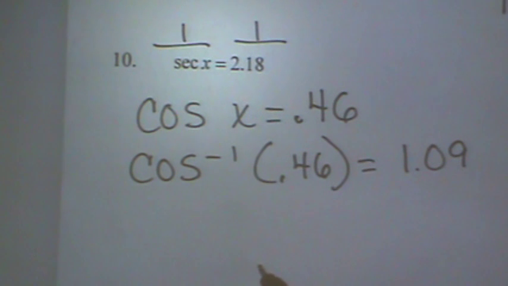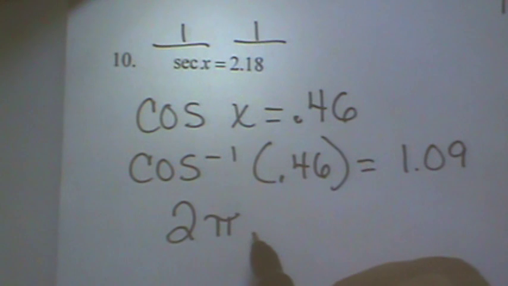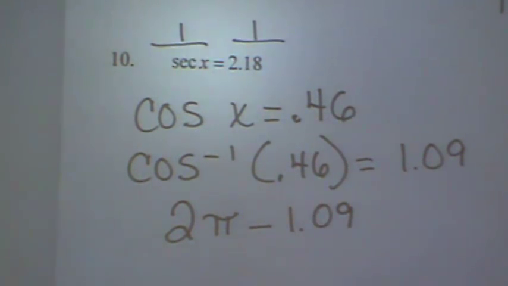Yeah. Where else is cosine positive? 4. I'll take that answer, or if you want to do 2 times pi minus 1.09, I'm fine with that. Okay, yes or no? What if it was a negative 2.18? What would you have done then? Pi minus 1.09 and pi plus 1.09. Yeah, those are good.